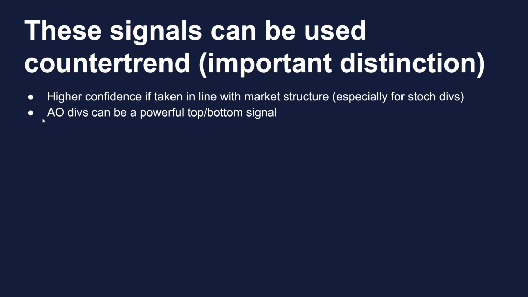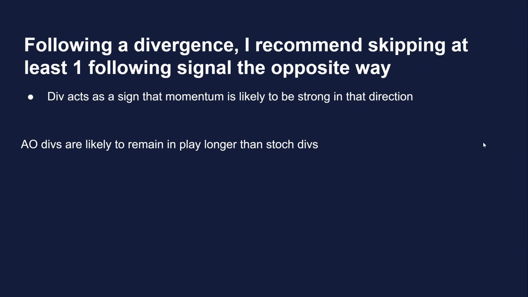If we do get divergences that are in line with market structure, that would be another point of confluence that could give us higher confidence, especially with the stochastic divs, just because the stochastic RSI is a more sensitive indicator. We'd be a little bit less comfortable trading counter trend just based on the stochastic RSI. But if we get divs in line with market structure, there could be good signals there.